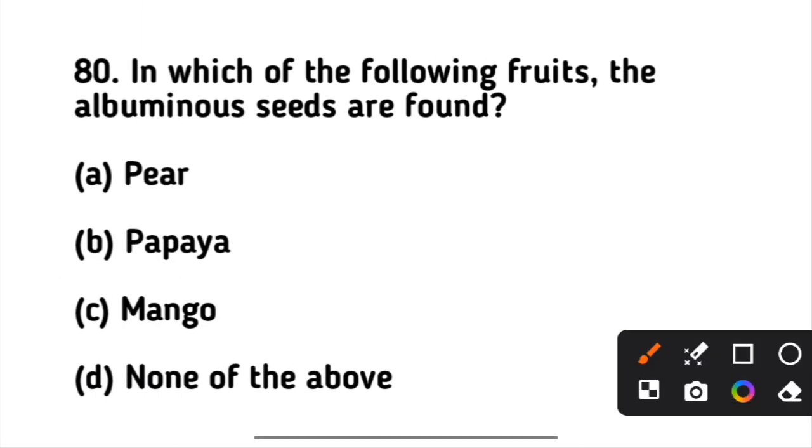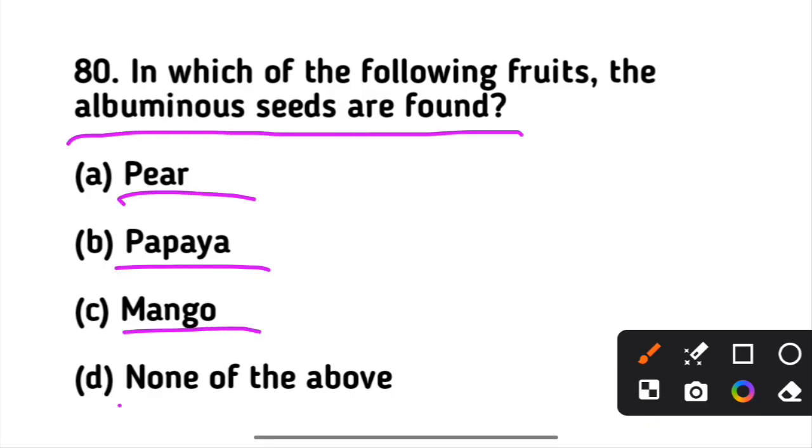Next question. In which of the following fruits the albuminous seeds are found? Option A is pear, B is papaya, C is mango, D is none of the above. Option B is correct, papaya.